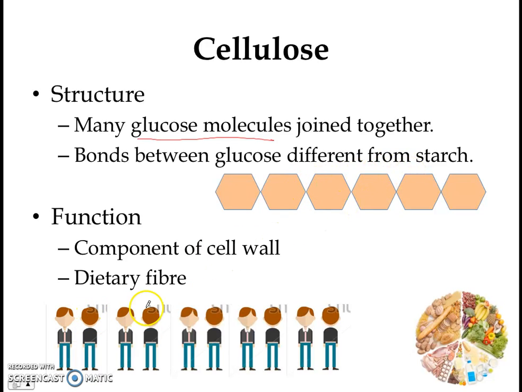So if you imagine the people, again, standing in a row, in starch, they were all facing the front. But in cellulose, right, every alternate person is facing a different direction. So the glucose molecules are just joined a bit differently. And that's what makes cellulose different from starch.